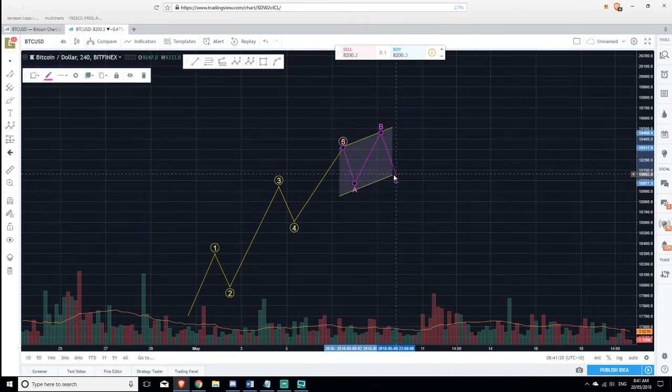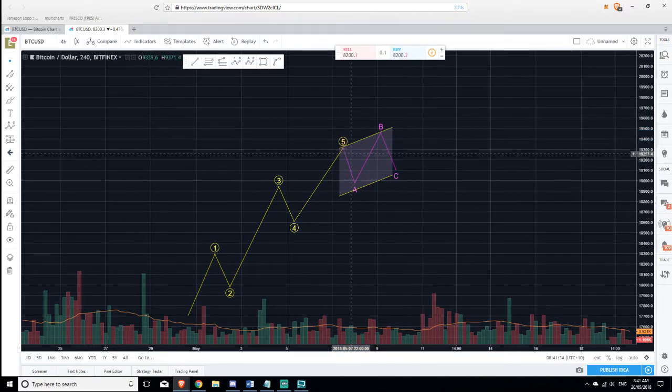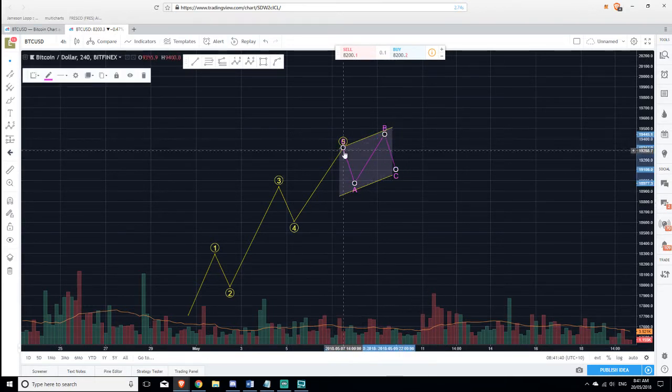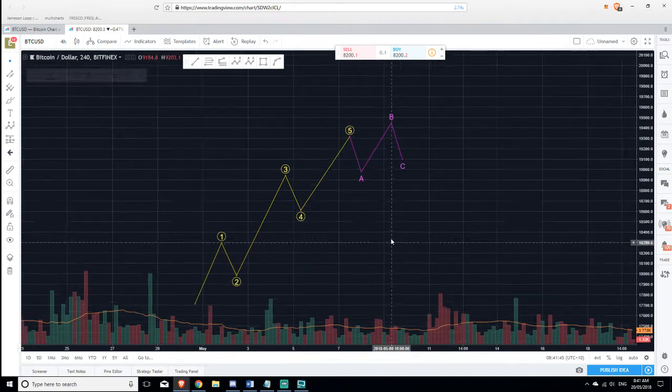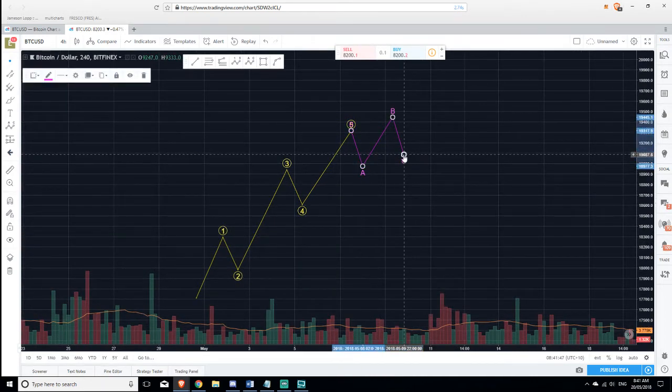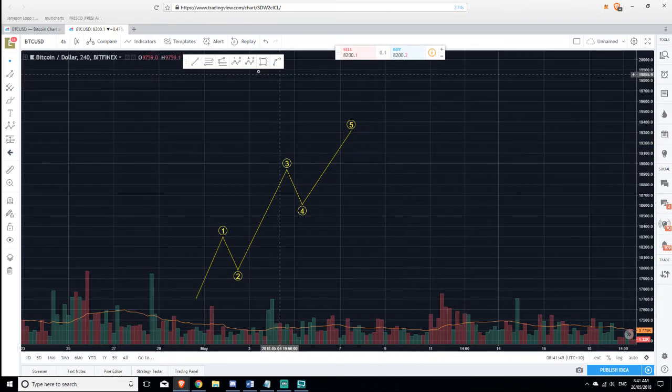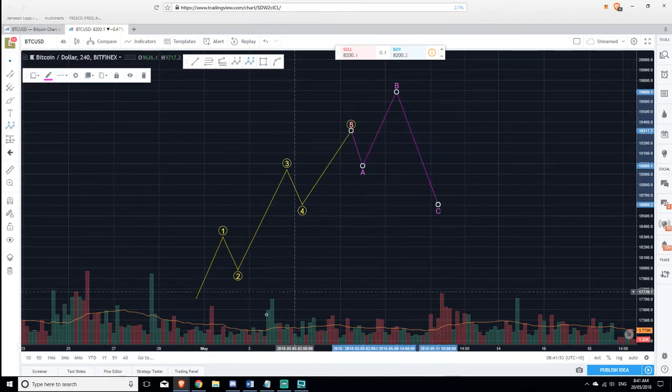Something like that. It won't always be exactly like that, but it's kind of similar. And a lot of the time, C ends up above A, and B is above the end of wave 5. So this is usually a really bullish retracement. But then again, I've almost never seen one of these. So yeah. Then we've got an A, B, C. So this is a different one.